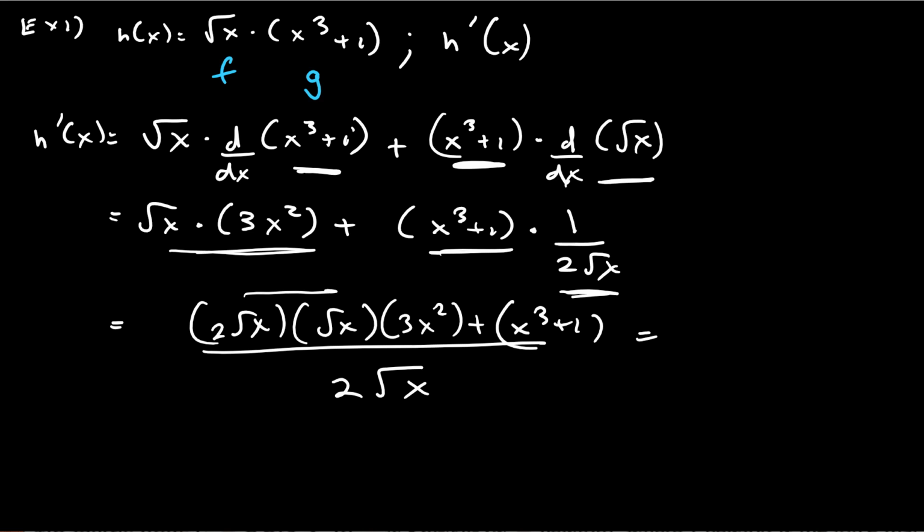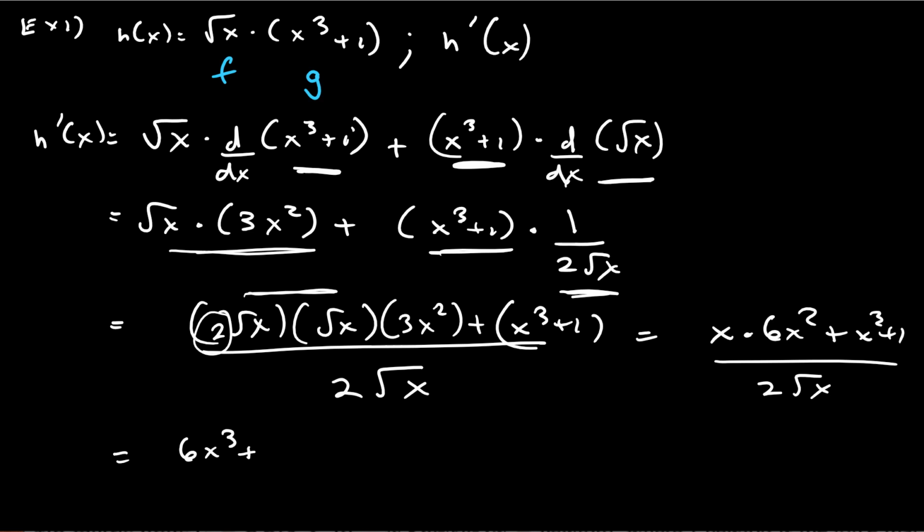So root x multiplied by root x, that's going to be just x. Then we have a 2 here and a 3x squared, so that's going to be multiplied by 6x squared plus x cubed plus 1 all over 2 root x. And continuing, we have 6x squared multiplied by x is 6x cubed plus x cubed plus 1 on top, and on the bottom 2 root x. Then we combine terms, we get 7x cubed plus 1 all over 2 root x.